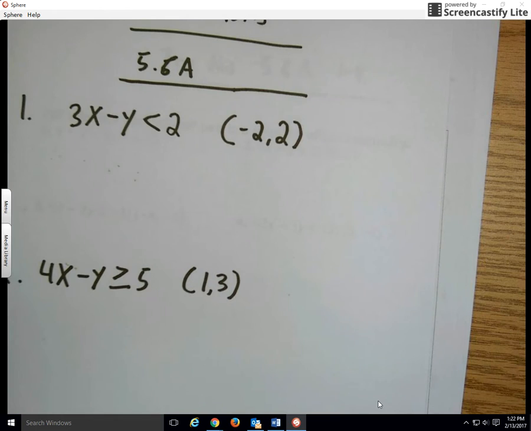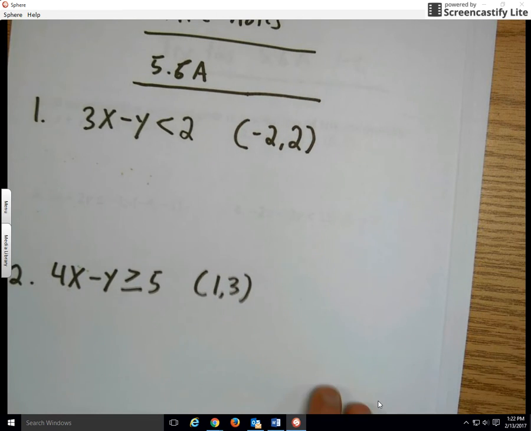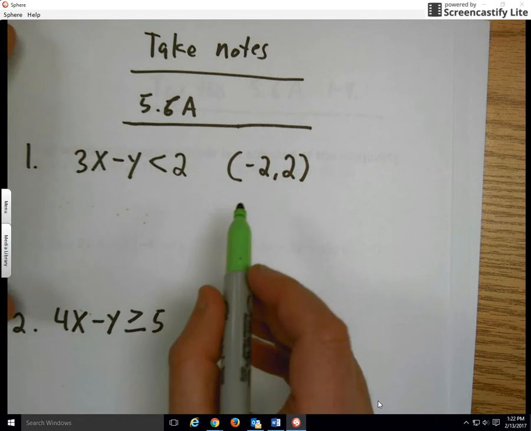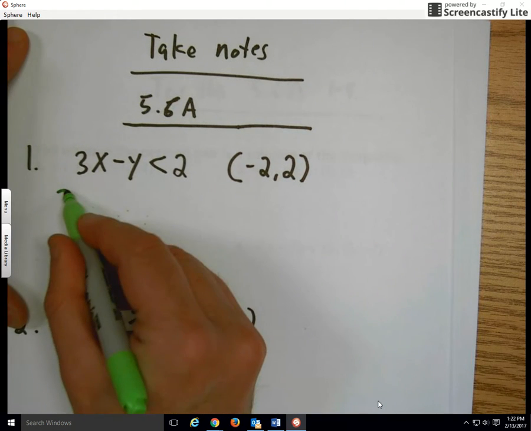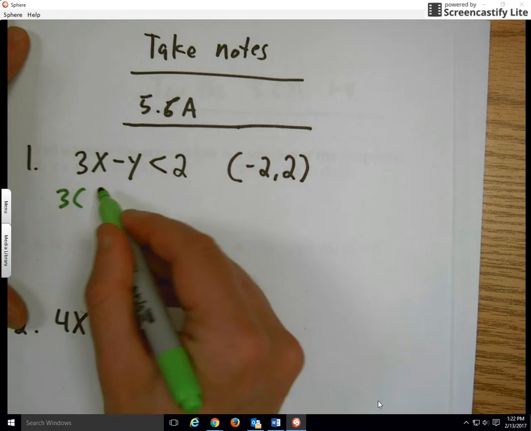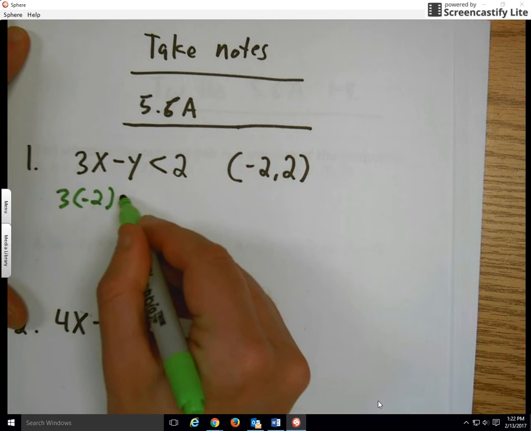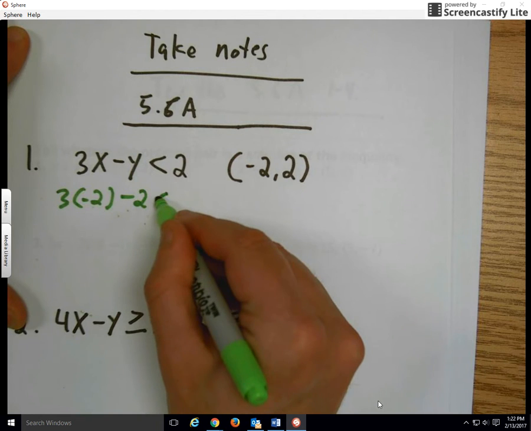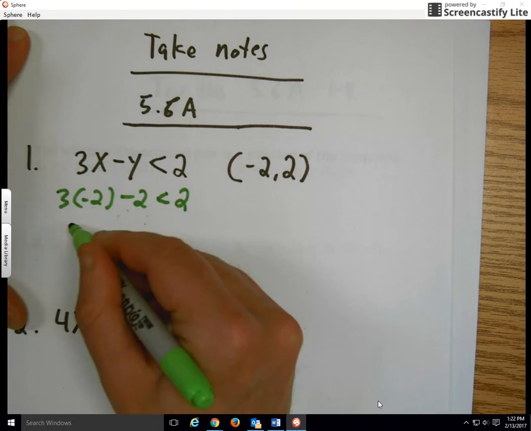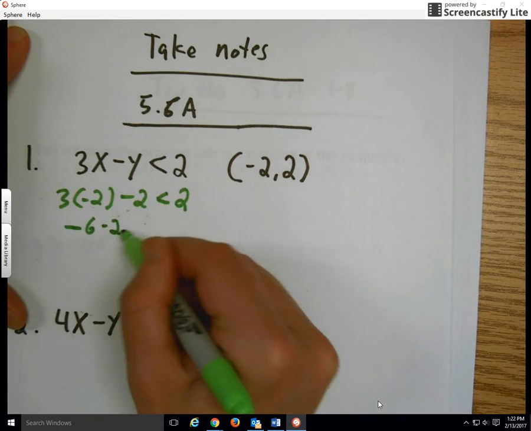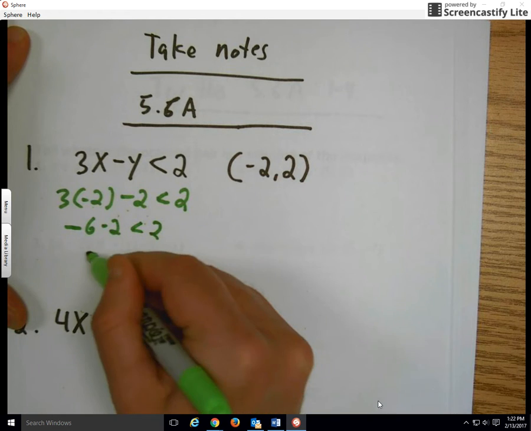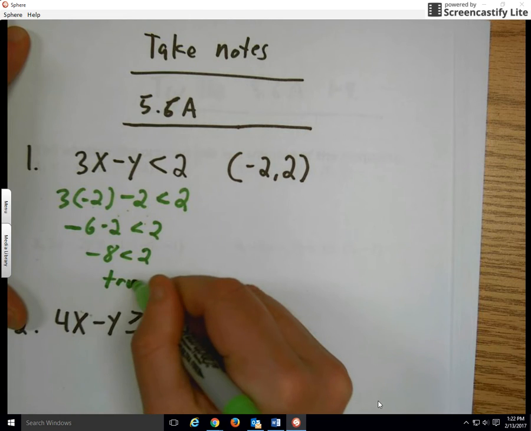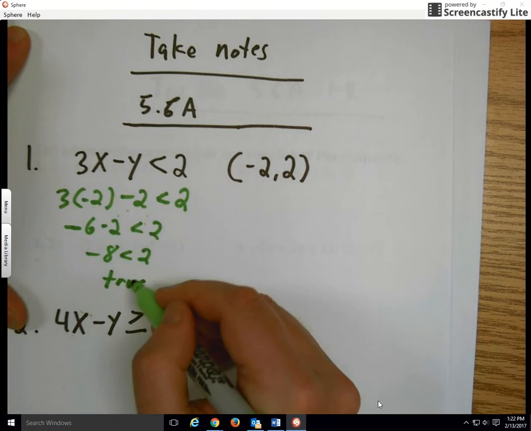I want you guys to take notes on these ones here. Label it 5.6a, and let's just try it again. So we'll have a 3. We'll substitute in the negative 2. Minus, but instead of a y, we'll put in a 2. Substitute. We have negative 6 minus 2 is less than 2. Negative 8 is less than 2. Okay, that's true. That means these ordered pairs will work for this solution.